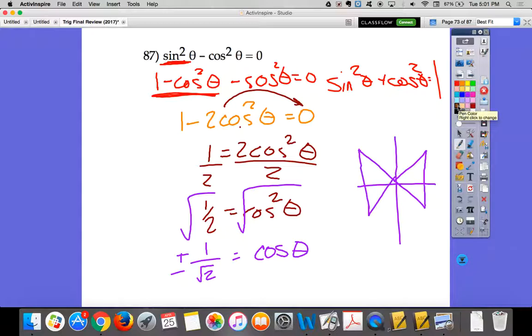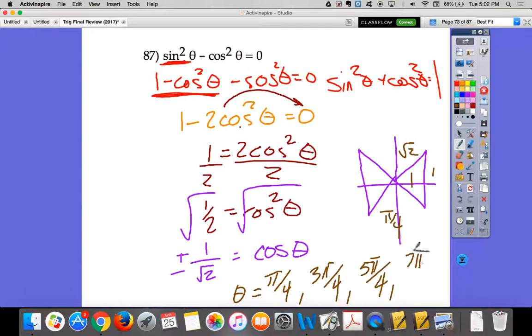And cosine, that's the adjacent side, is 1. The hypotenuse is square root of 2. That should let you know that's a 45. Reference angle of pi over 4. You got to go all 4 places. So, pi over 4. If you go into the next quadrant, that's 3 pi over 4. Then you got 5 pi over 4. And then you got 7 pi over 4. You got to have all of those answers.